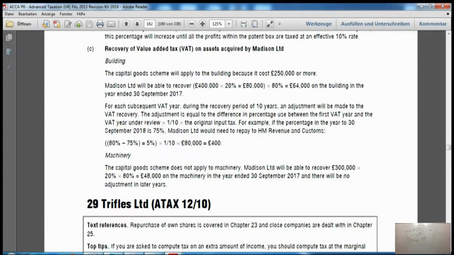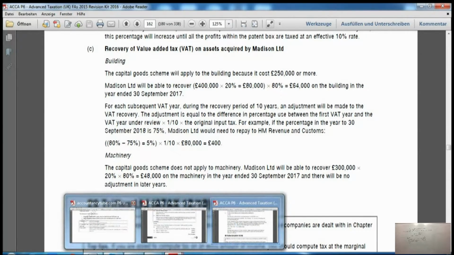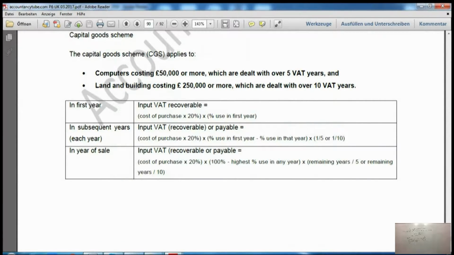Alright? And it says for machinery, the capital goods scheme does not apply. Madison will be able to recover 20% multiplied by 80% of £300,000, which is £48,000 on the machinery in the year ended 30 September 2017, and there will be no adjustment in the later years. Alright, so that is the end of our question.